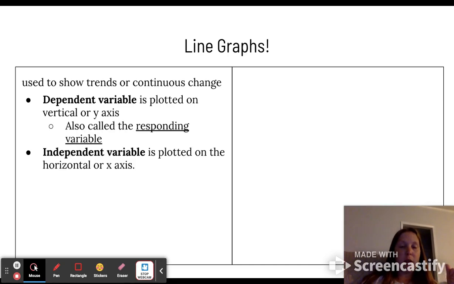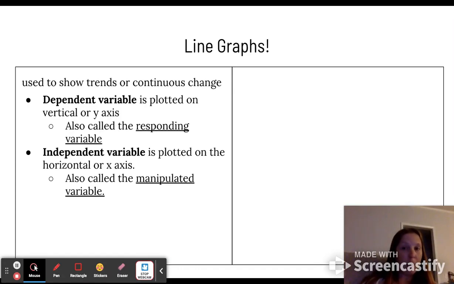So some names to know here as well, just so if you hear either, you know that they're the same thing. So your dependent variable, remember this is the one that changes in response to your independent variable, is known as your responding variable. And your independent is the one you change to see what happens to something else. That's the manipulated variable.